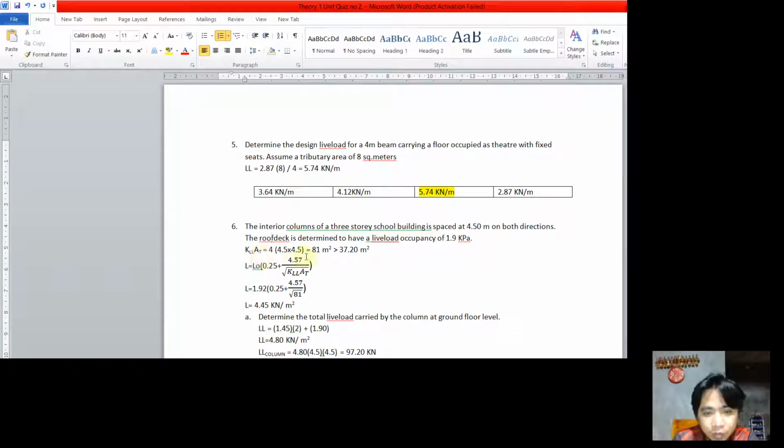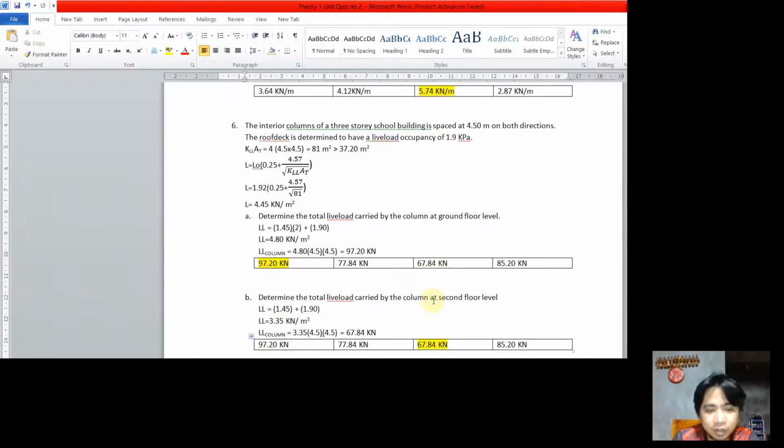Okay, so when we say at ground floor level, ground floor carries the suspended second floor and the suspended third floor plus the roof live load. That is why this is multiplied by 2. And then we will yield to 4.8 kilonewton per square meter. So this is the pressure on the flooring. And if we are concerned for the live load per column, we'll just have to multiply it by the tributary area. That is 4.5 by 4.5. And then we'll come up with 97.2 kilonewton for that.